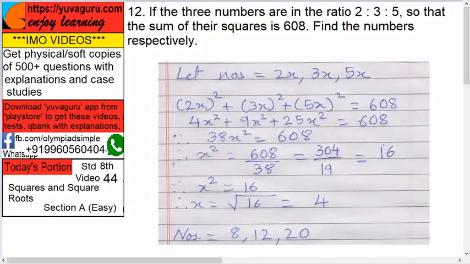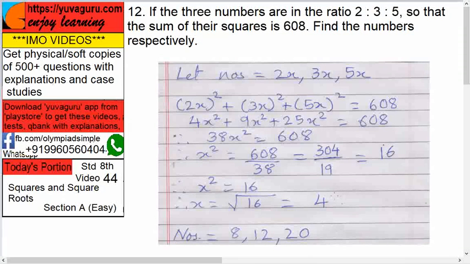Right? Therefore x² equals 608 upon 38. Divide it by 2, and then you can divide it directly also if you know by 38. So I have done it by 2 and then by 19. So it is 16. So x² equals 16. Now x² equals 16, therefore x equals square root of 16, and that is equal to 4.